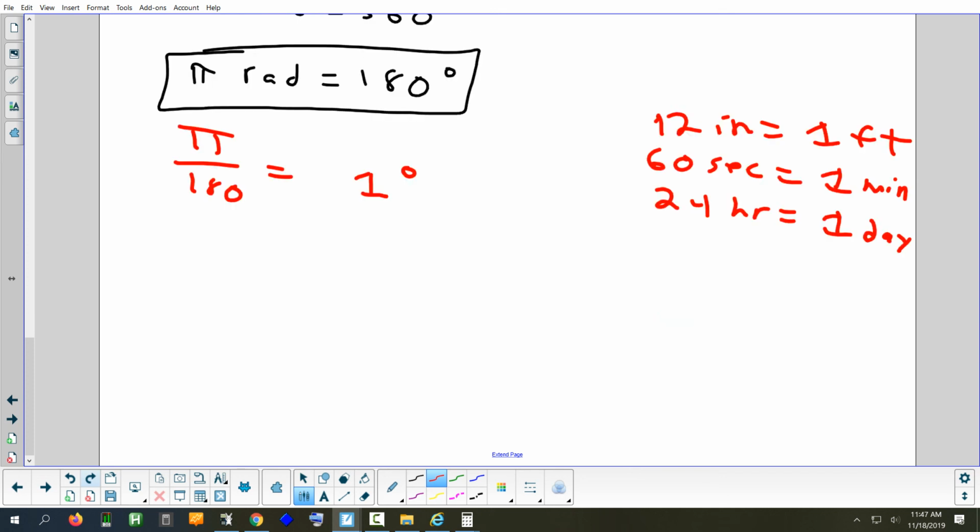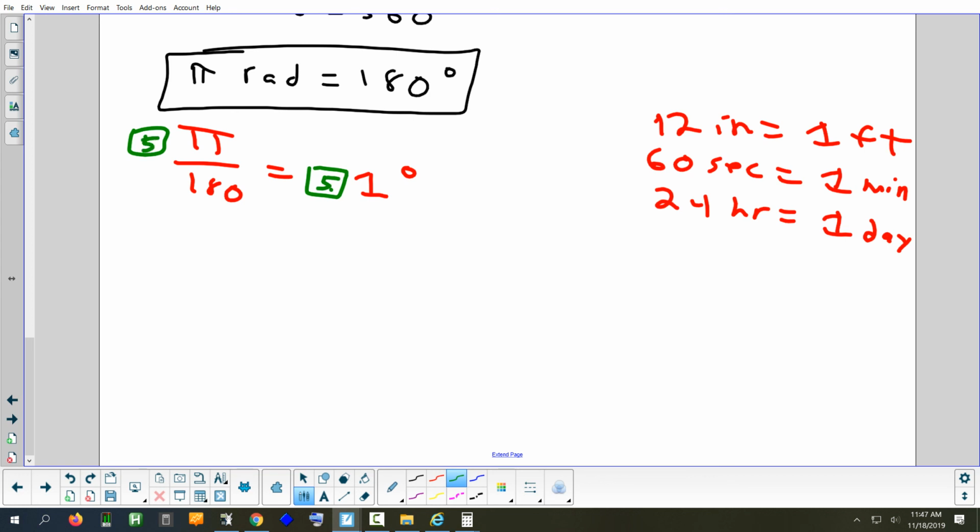Now, let's say that I wanted a formula for 2 degrees. What could I do to each side of this equation that would convert it from a formula for 1 degree into a formula for 2 degrees? I've got to do the same thing on both sides. Multiply by 2. Times 2, times 2. Now I have a formula for 2. What if I wanted a formula for 5? Times 5, times 5.